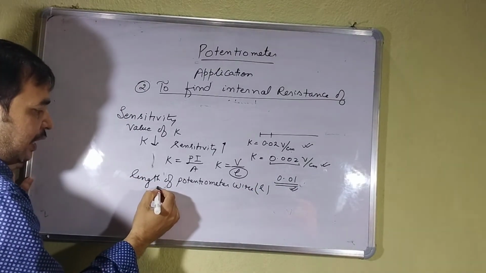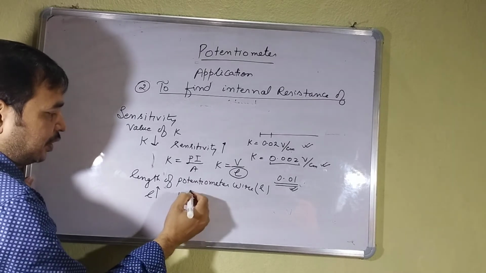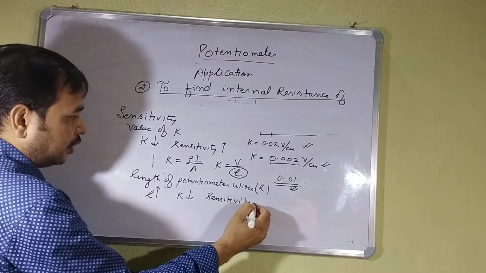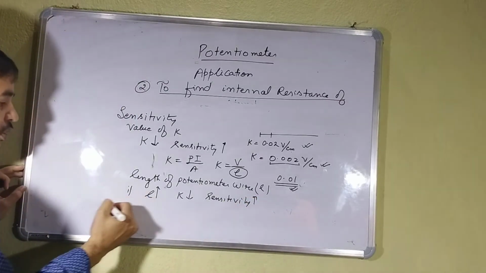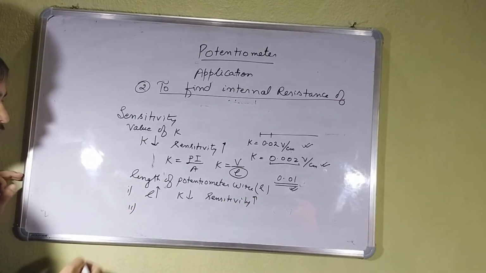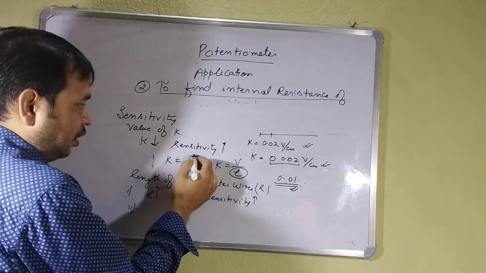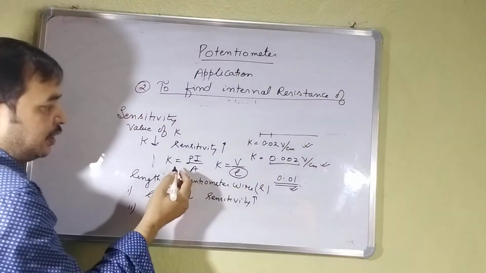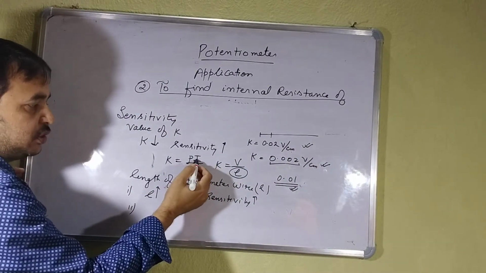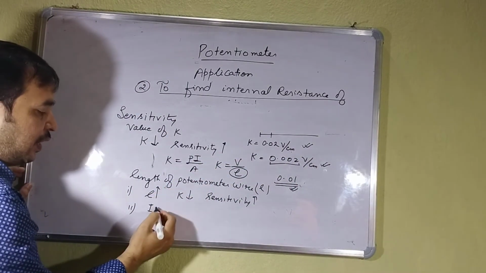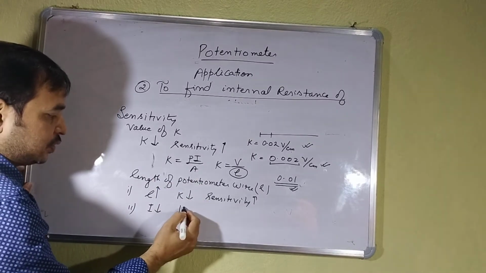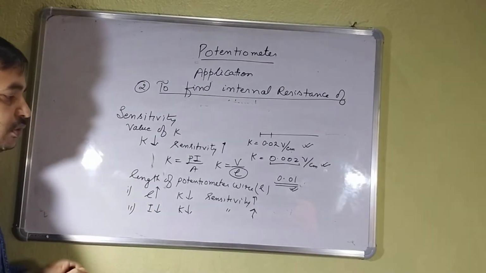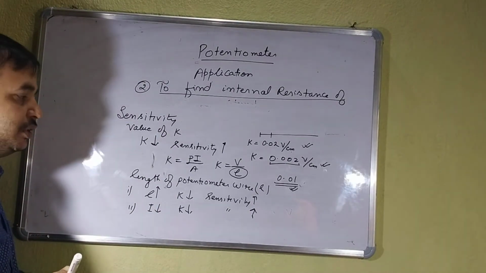If you increase L, then this K will decrease and hence sensitivity will increase. First point. Second, if you decrease the I by increasing the resistance from the rheostat, if you are decreasing the value of I, then K will also decrease and hence sensitivity will increase. So in this way you can increase the sensitivity.